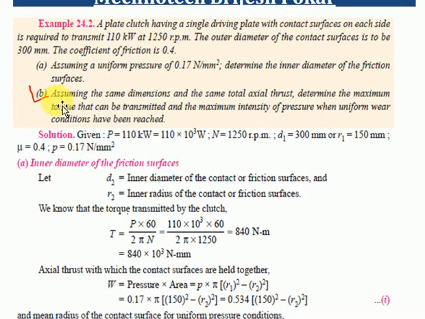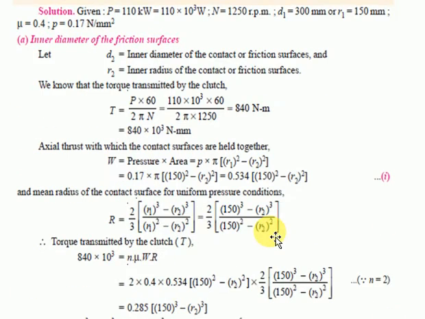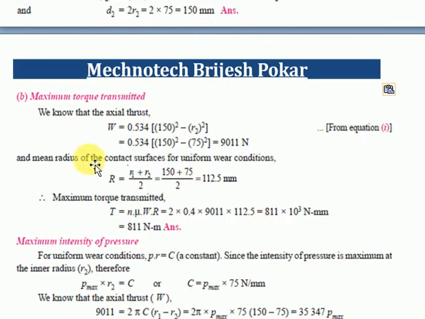Let's see what the second case B is. Assuming the same dimensions means we have to consider the same thing that is given in the data, and the same total axial thrust W. Determine the maximum torque that can be transmitted and the maximum intensity of pressure. It means we have to find out the torque and P for the uniform wear theory. Here the condition that we have to assume is uniform wear, and we have to find out the T and P. So let's find out the maximum torque transmitted.